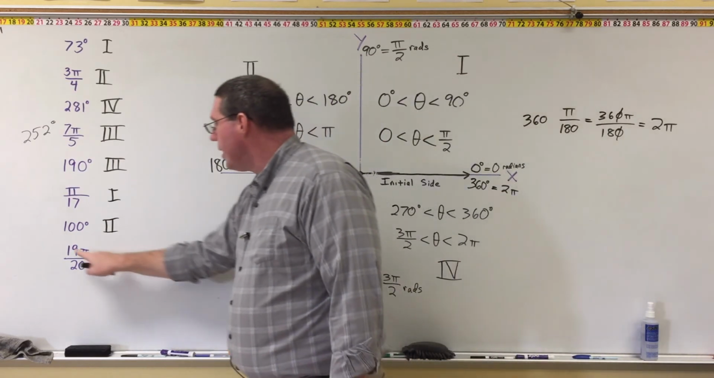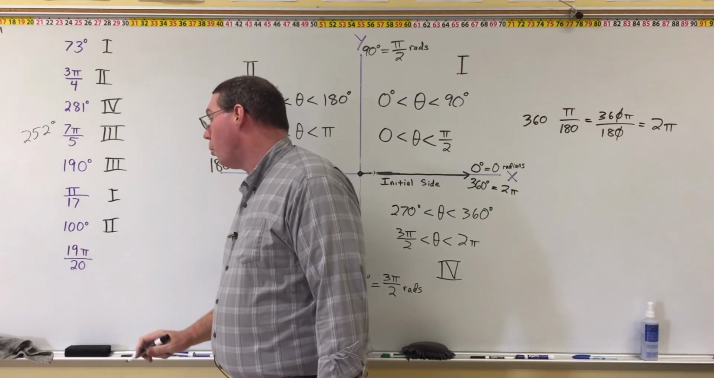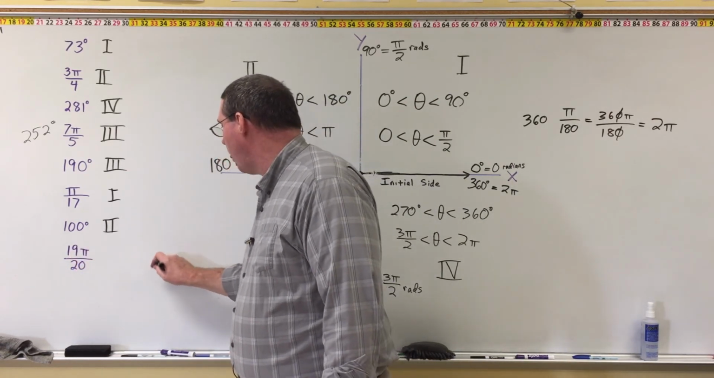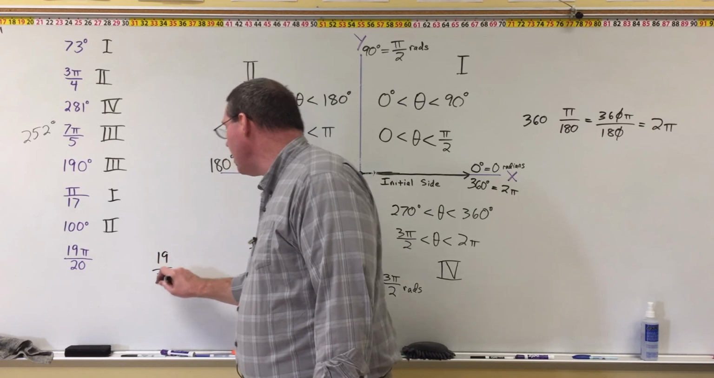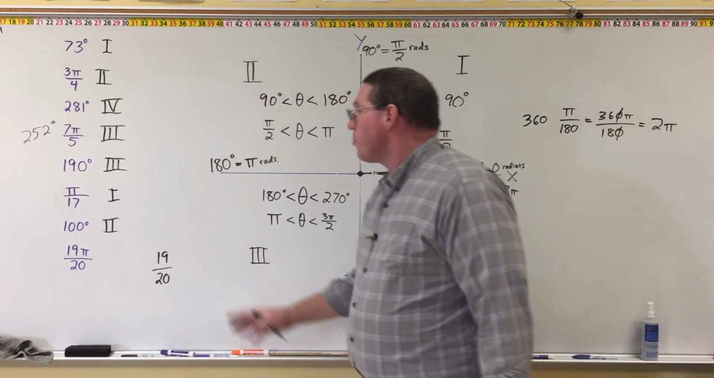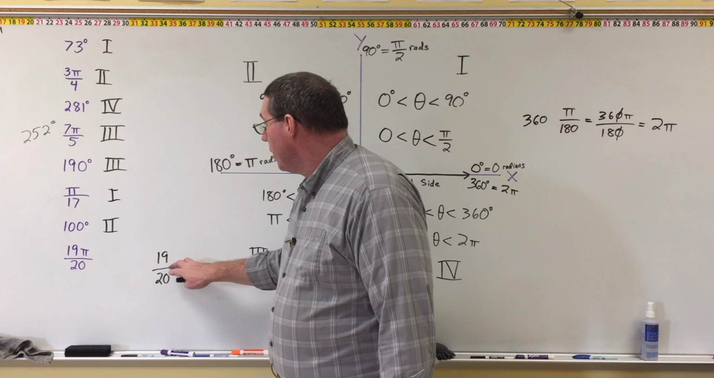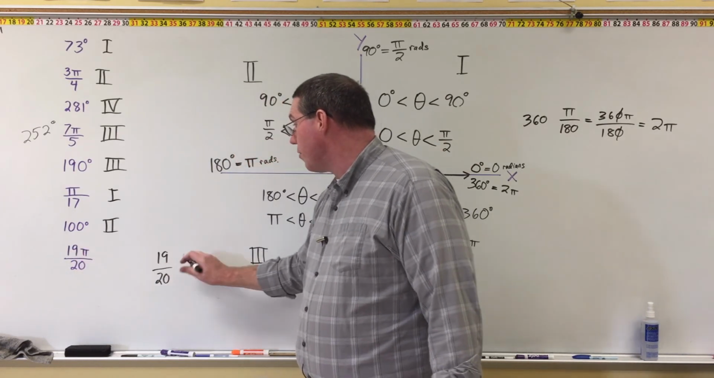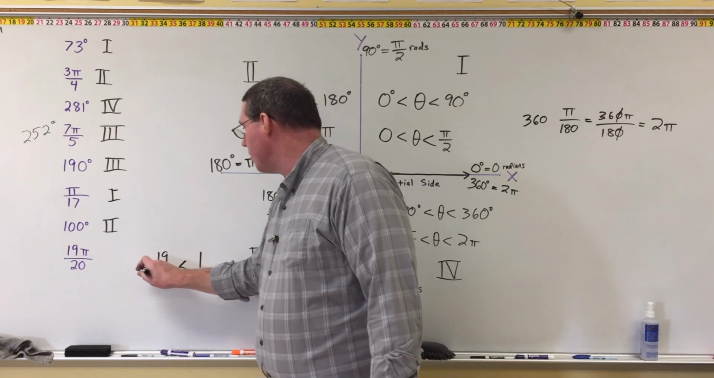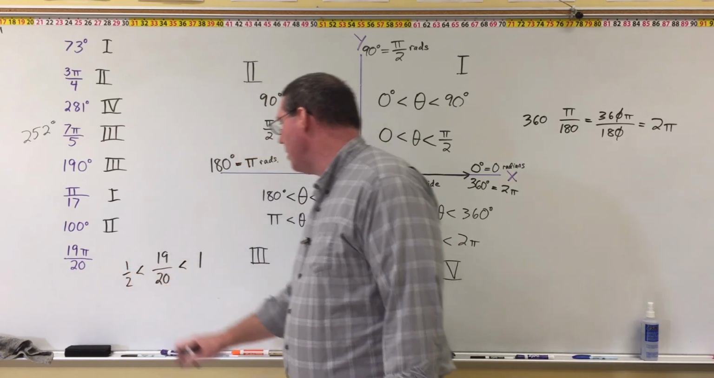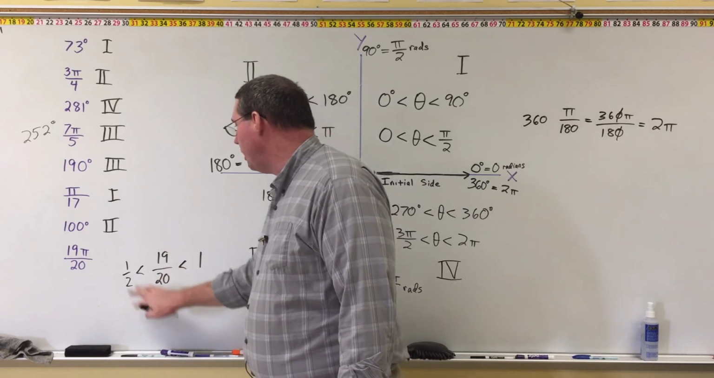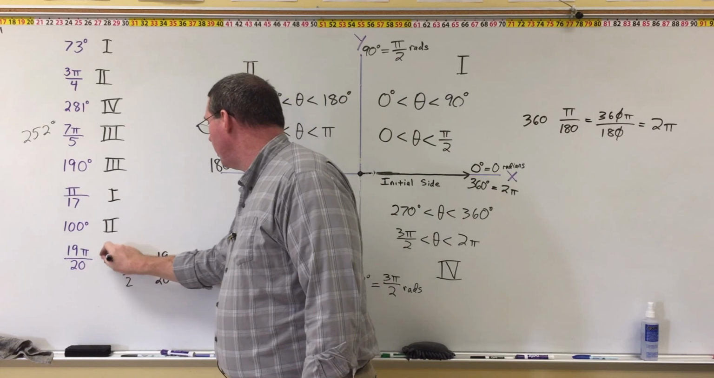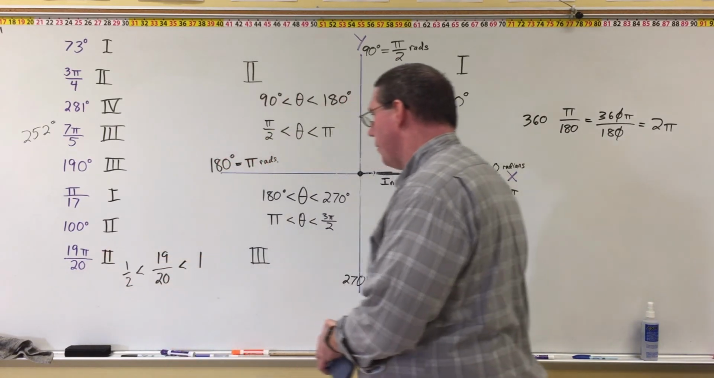And then lastly, 19 pi over 20. 19 pi over 20, that looks like it's really close to 2, right? 19 over 20, I'm sorry, not close to 2, it's close to 1. But it's less than 1, right? Because 19 divided by 20 is less than 1. So this is less than 1, but it is larger than 1/2, right? And therefore it must be between pi over 2 and pi, which is right up here. So this one is also in quadrant 2, okay?